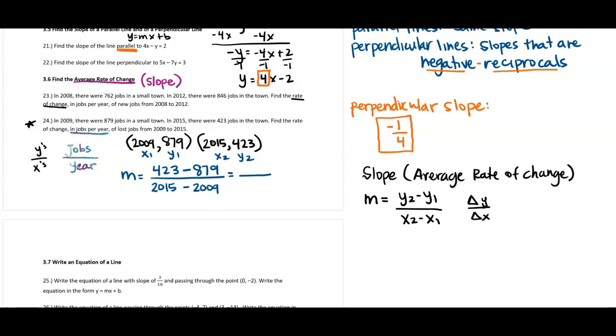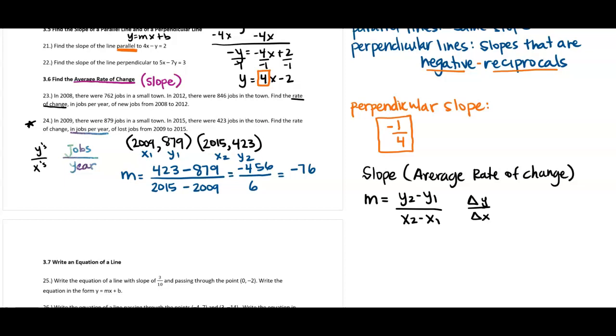Okay, so on the top, when you subtract those, you should get negative 456. And on the bottom, when you subtract those, you should get 6. And then when I divide that out, right, because this will simplify further and it actually divides in evenly, we get negative 76. All right, so what does this negative 76 represent?